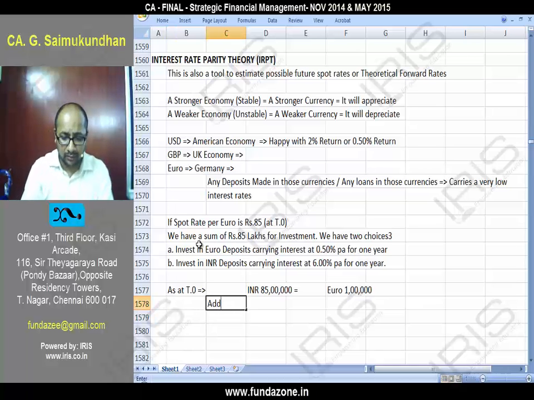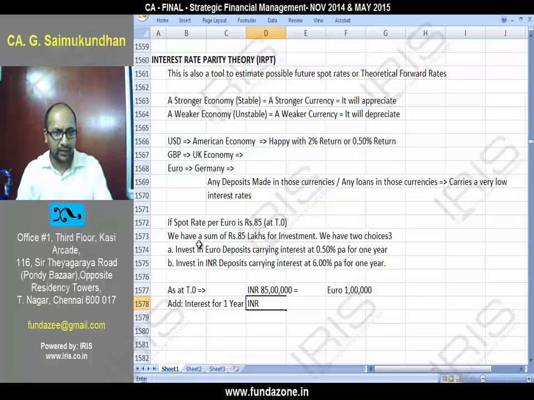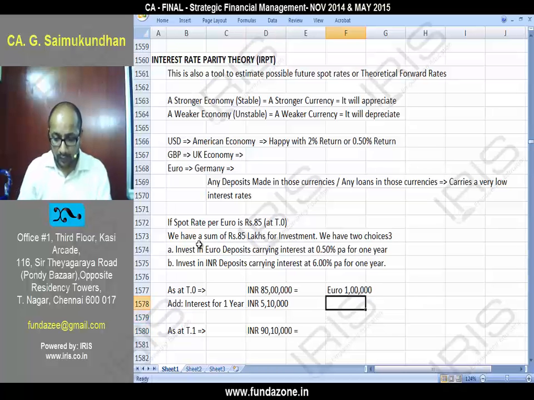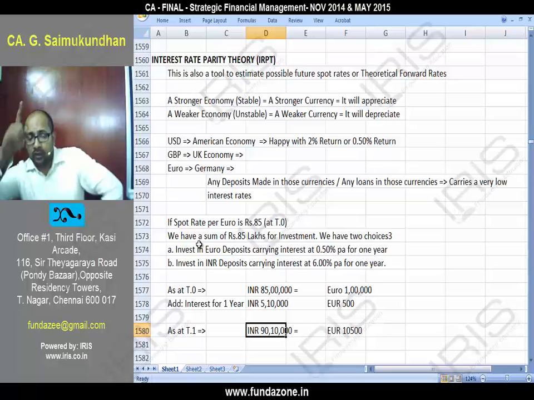Now add interest for 1 year. How much here? INR 85 lakhs will be adding how much? 6% would basically imply 17 into 3, 5 lakh 10,000. So INR 5 lakh 10,000, which implies what's your maturity as at T1? INR 90 lakh 10,000. What would be the interest here? 500. So what's your expected value? 1 lakh 500.